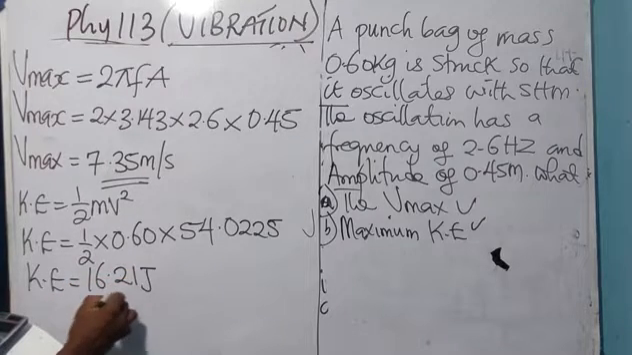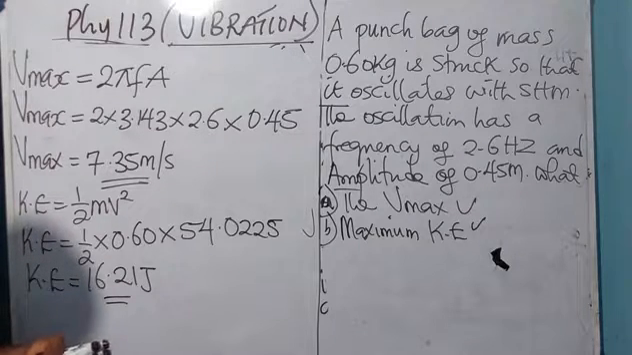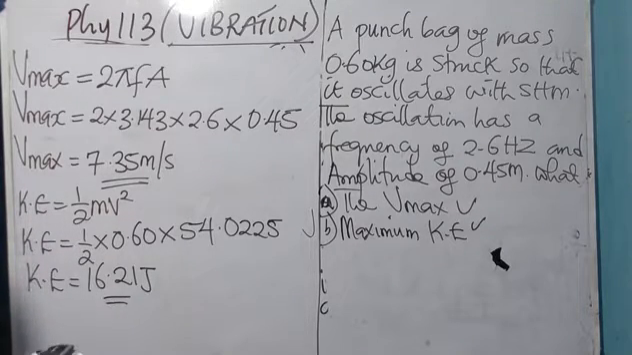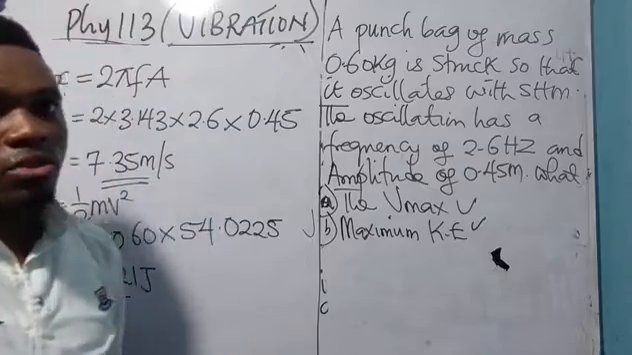16.21 joules. They had 17 here, so it's very close. So that is what you have it to be. Now, what if they had asked us to look for the maximum acceleration?